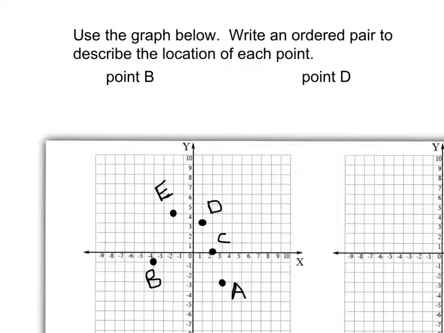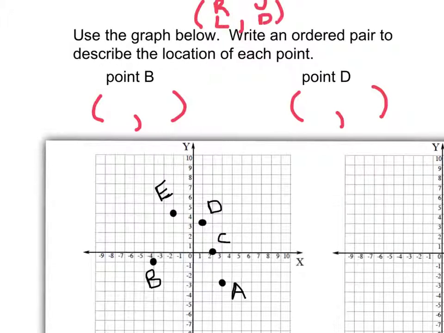Alright, now it says use the graph below and write an ordered pair to describe the location of each point. We just need to write the ordered pair. So it's going to look something like this, and the ordered pair of that one's going to look something like this. Remember, the first number is going to tell us right or left. The second number is either going to tell us up or down. Okay, left and down are negative.